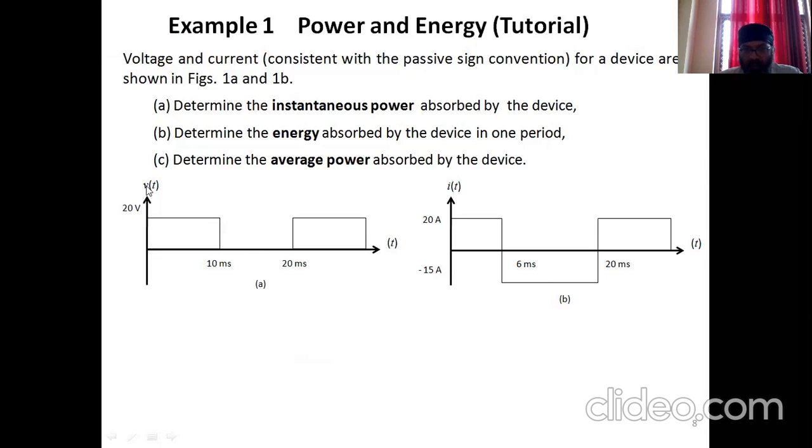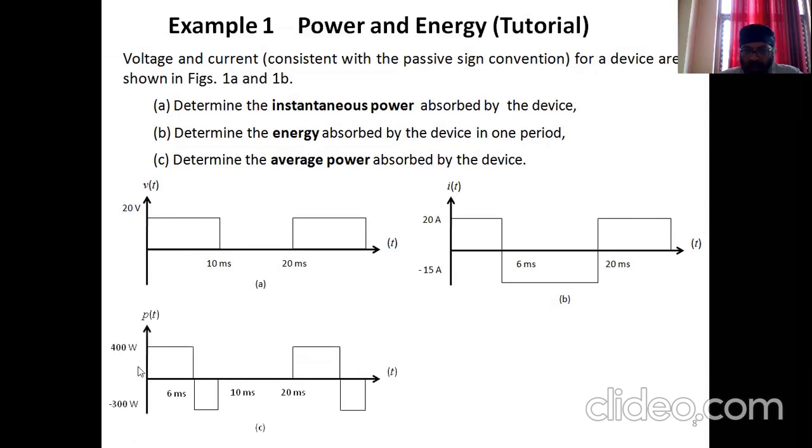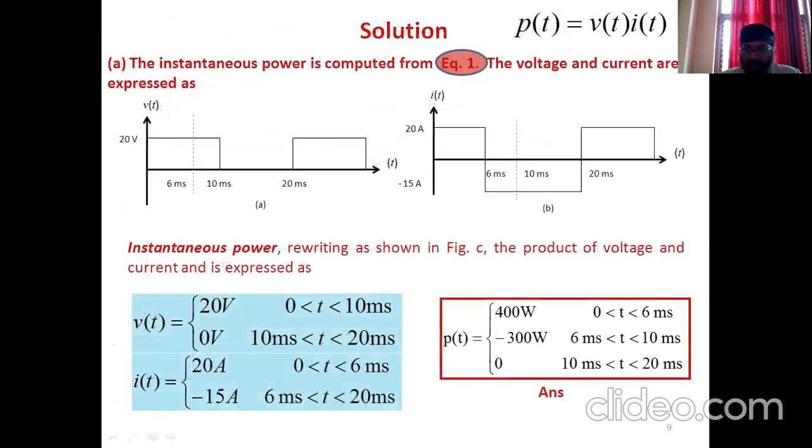So we already know v(t) multiplied by i(t) is the instantaneous power. For this particular instant, what is the instantaneous power? So this can be shown as an instantaneous power. At every instant, the power is calculated. So this is a graphical representation. How to do it mathematically? We can do it from here.